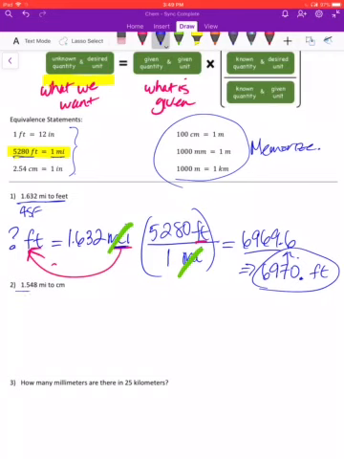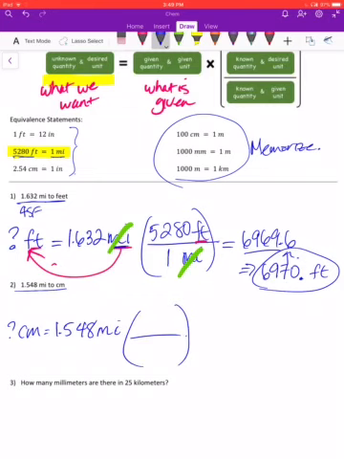Next one, we're looking for centimeters. So looking for centimeters, we're starting with 1.548 miles. Set up a conversion factor. This time, I want to go from miles to centimeters. So if we look up here in our equivalent statements, you'll see that we don't have anything that directly takes me from miles to centimeters. So in this case, we may have to do a couple of steps. So we can do this in more than one step.